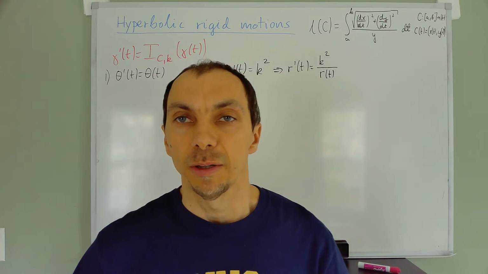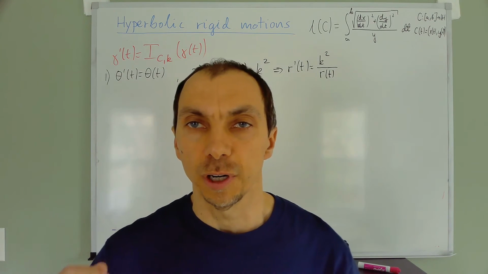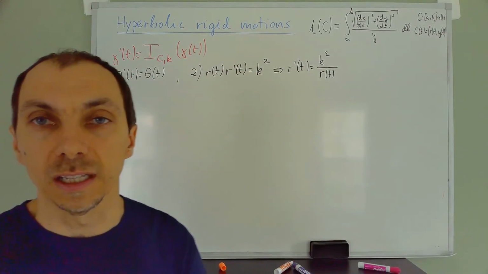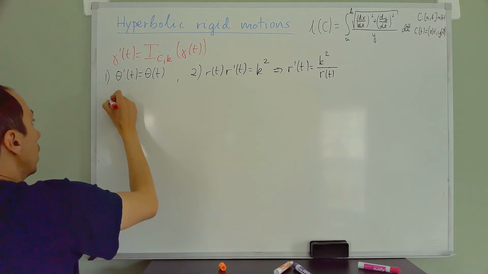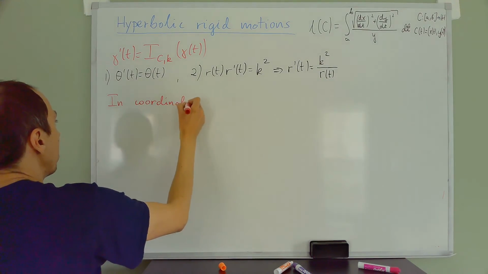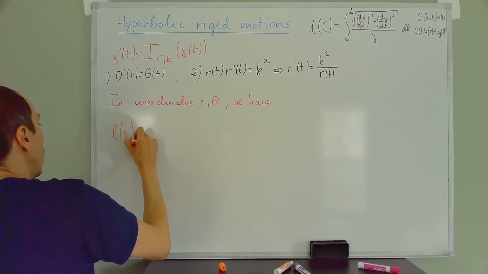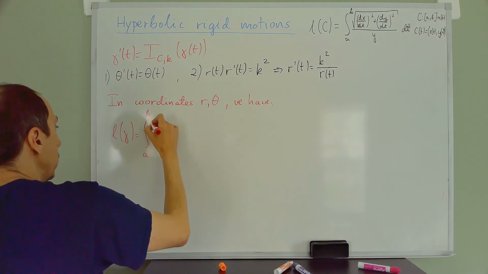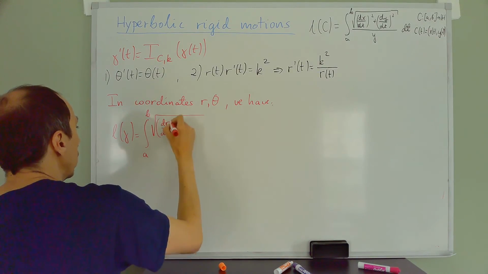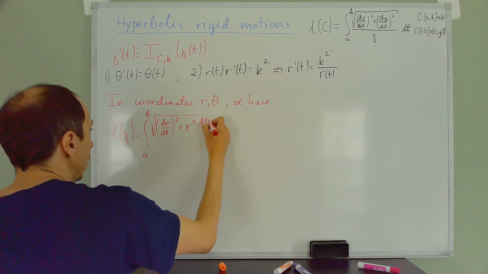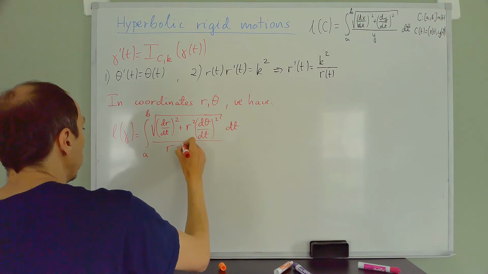And now if you watch the video about geodesics on the hyperbolic plane, you will see that there we derived the formula for a length of curve in these kinds of polar coordinates that are centered somewhere on the x-axis. And this was the formula. So in coordinates r and theta, the length of gamma is the integral from a to b of the square root of dr over dt squared plus r squared d theta over dt squared, dt, everything divided by r sine theta.